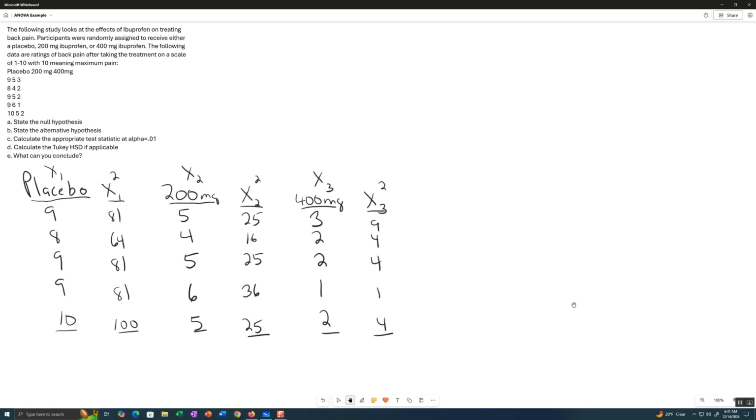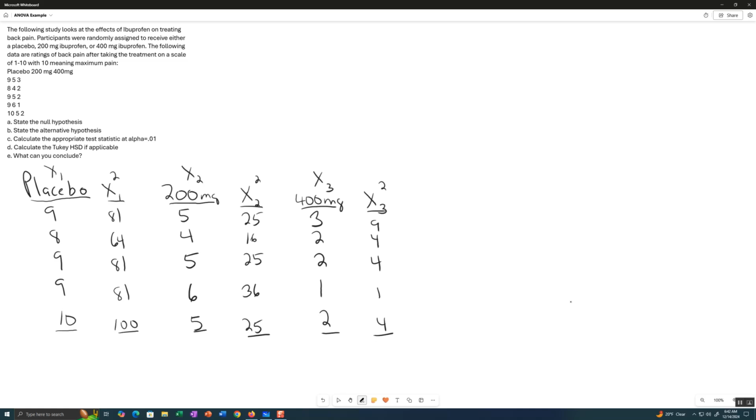To set this problem up, I copied down the three columns: the placebo column, which I'm calling X1, the 200 milligram column, the middle column, which I'm calling X2, and the third, 400 milligram column, which I'm calling X3. I'm just copying down the data here. And then I want to make a squared column: x1 squared, x2 squared, and x3 squared, where I'm squaring all this data. This is how you set up the problem basically. So I'm starting out with this, squaring all these values, and this is pretty basic. I don't even need a calculator for this.